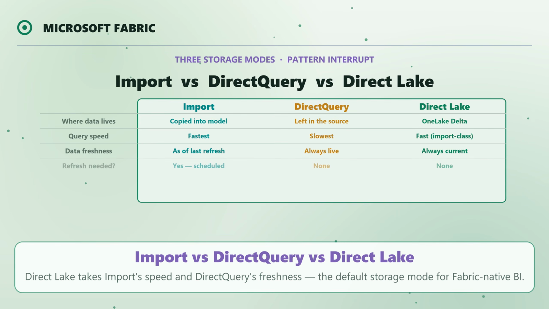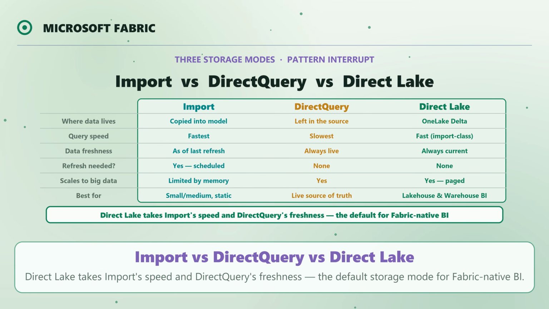Let's make the comparison crisp, because you'll be choosing between these constantly. 3 storage modes, 3 columns. Where does the data live? Import copies it into the model. DirectQuery leaves it in the source. DirectLake reads it from OneLake Delta.